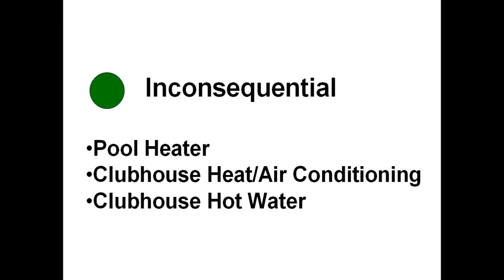These are projects like a pool heater, clubhouse heater, or air conditioner, or perhaps the hot water system in the clubhouse. They're common area assets. The association is responsible to maintain them. They have a defined useful life, predictable remaining useful life, and a replacement cost that's significant to the association. They appear on the reserve component list.